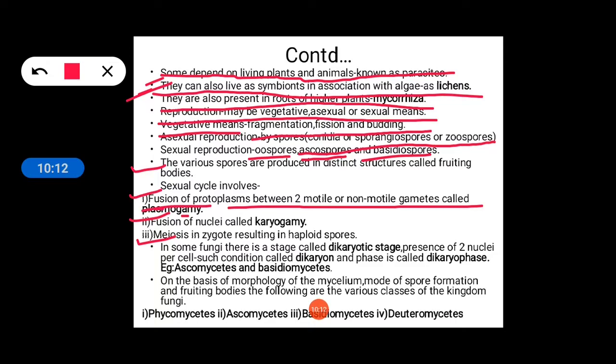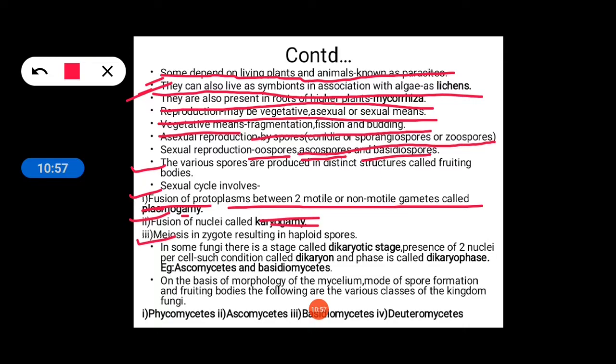The second is fusion of nuclei, called karyogamy. After plasmogamy is conducted, the next is karyogamy. That means after the fusion of protoplasm, the nuclei come closer and get fused. This is known as karyogamy. The third is meiosis in the zygote, resulting in haploid spores. That means when there is meiotic cell division in the zygote, it results in the formation of haploid spores.